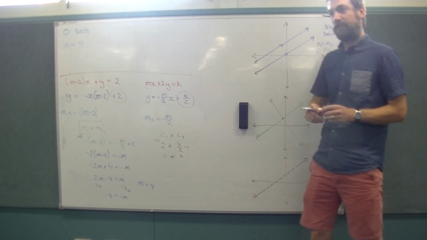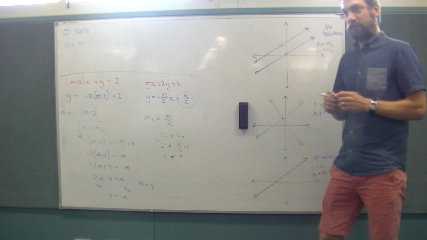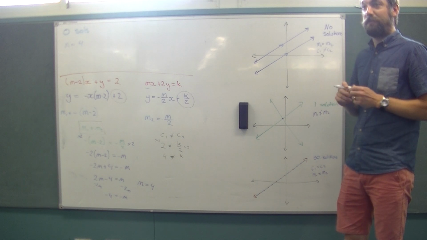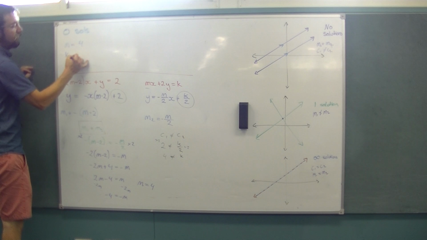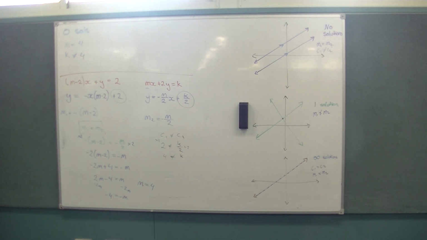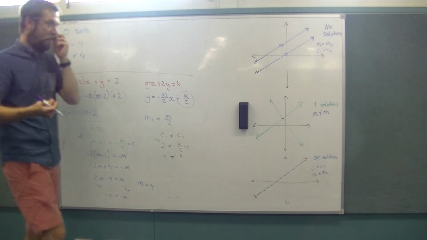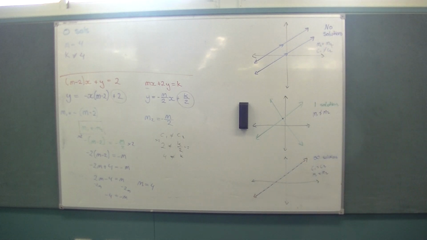So are we just saying if there were no solutions, k couldn't equal 4? That's right. So for there to be no solutions, m has to equal 4 to make the lines parallel, but k can't equal 4 because otherwise the lines will be the same line. That's it. Alright, so how would I find infinite solutions?